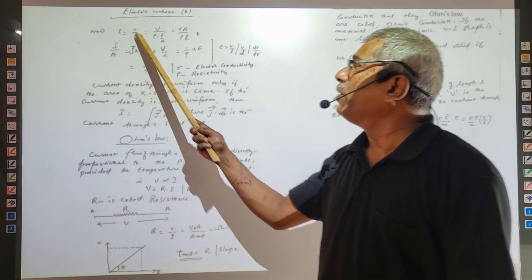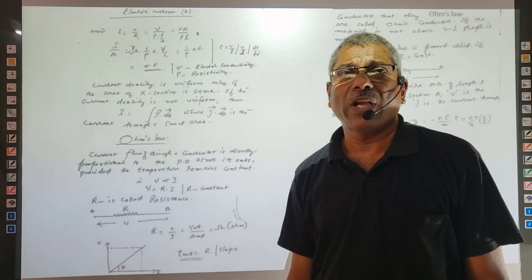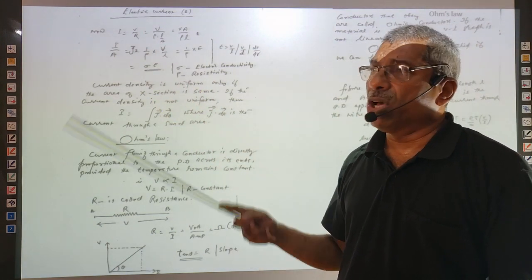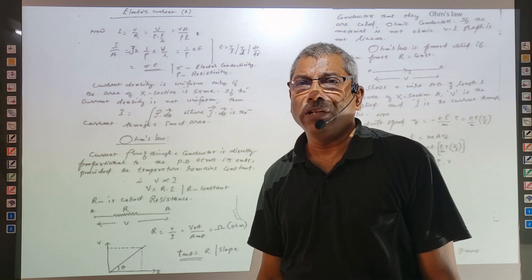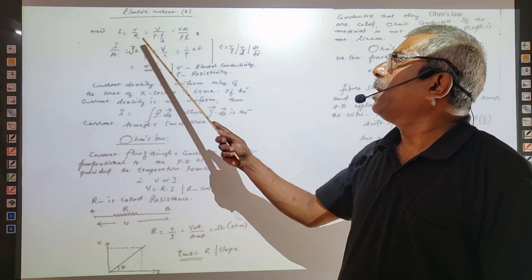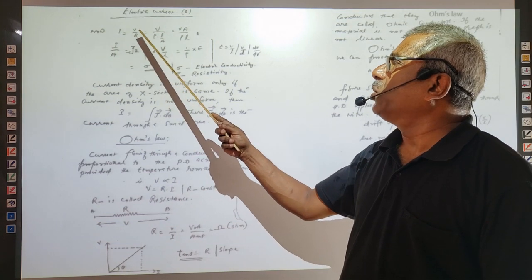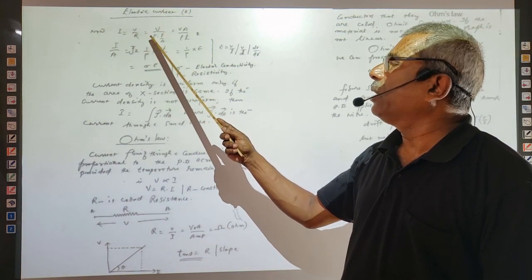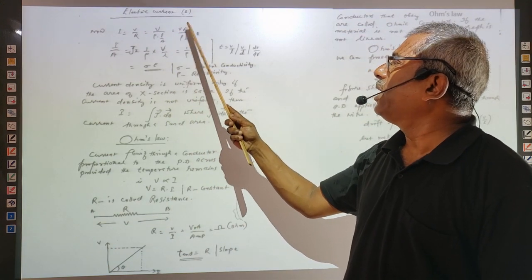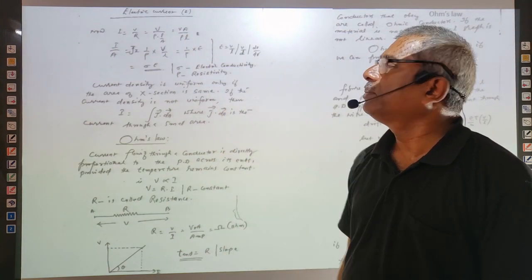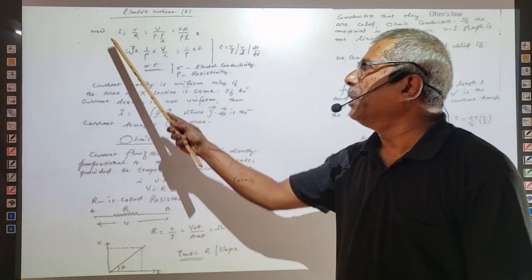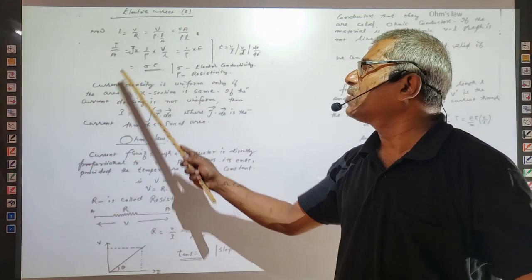Everybody knows that I is equal to V by R. This is the famous Ohm's law equation. But R is equal to rho into L by A. This also you have studied in class 10th in the previous year. So I is equal to V by R, that is equal to V by rho into L by A, that is equal to V into A divided by rho into L. If this A is taken below I, we will get I by A. What is I by A? I by A is J.